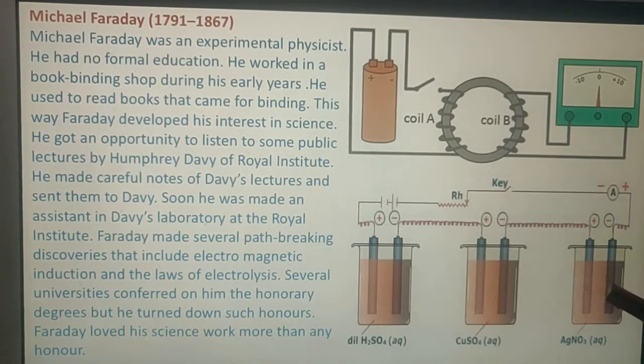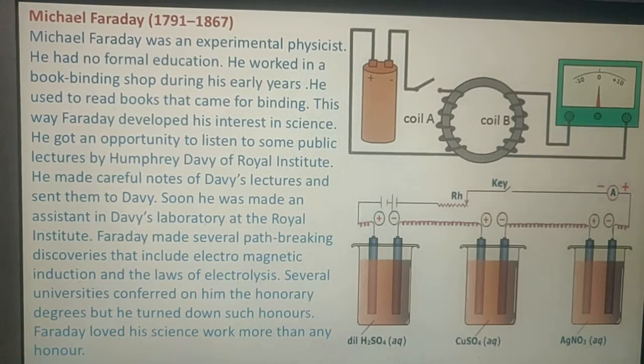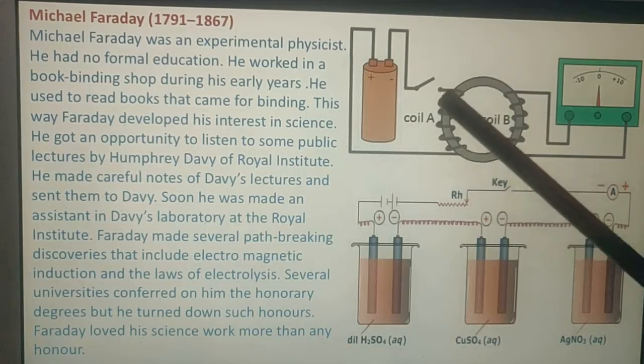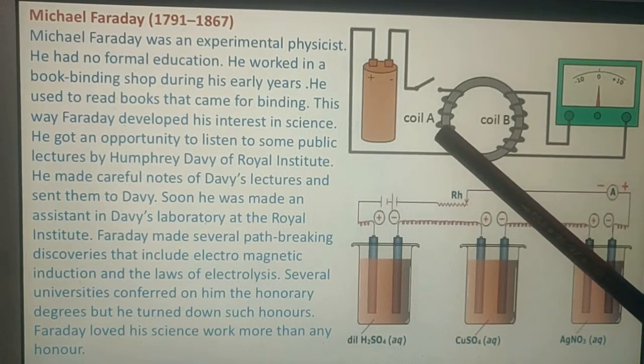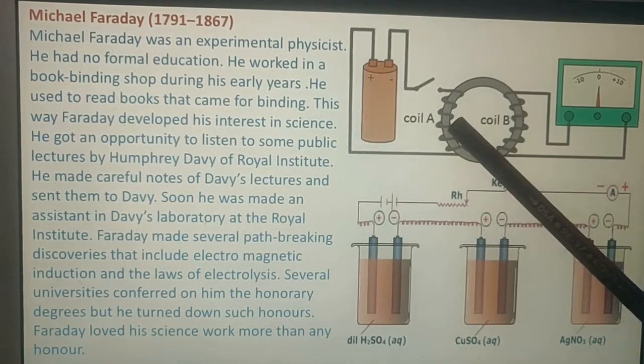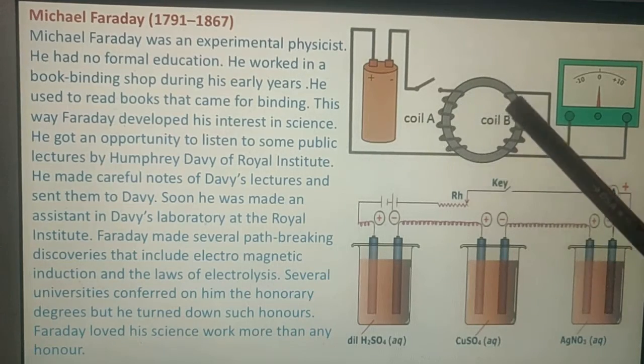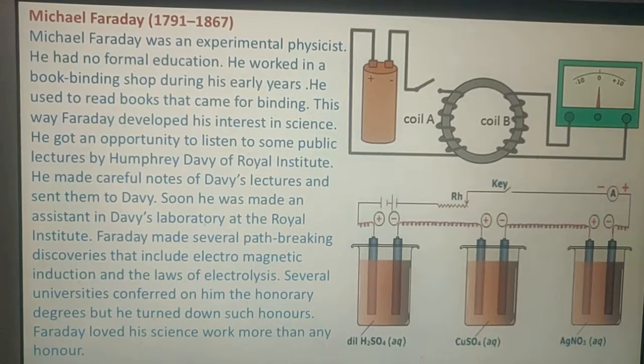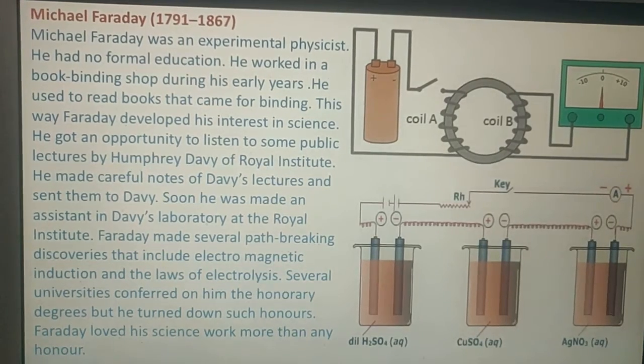This is the electrolysis and this is simply magnetic induction. As we have seen earlier, this is producing the magnetic effect. Magnetic lines are forming around it, and due to this, coil B is getting current, and that is shown or observed by the galvanometer.